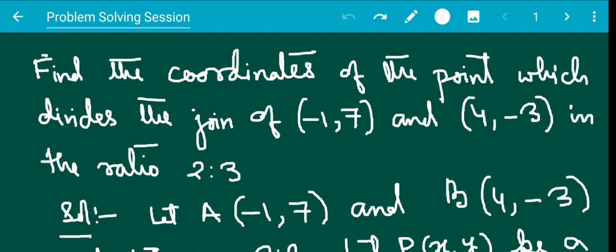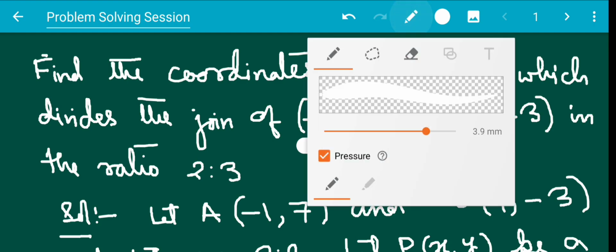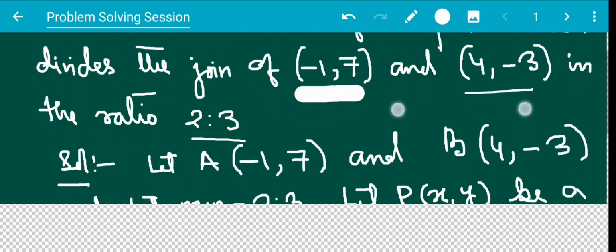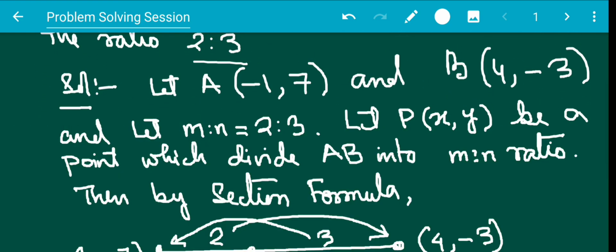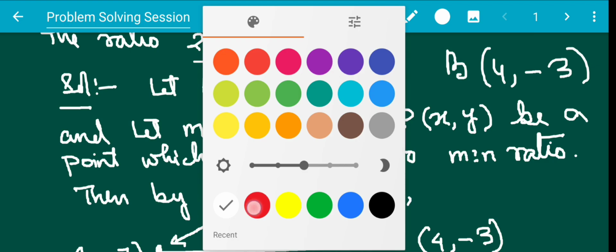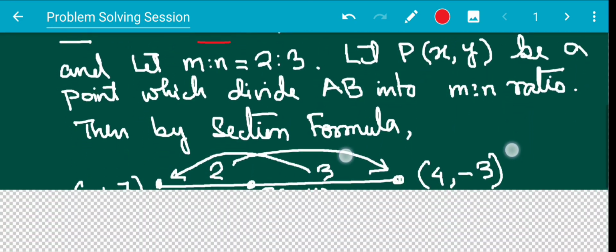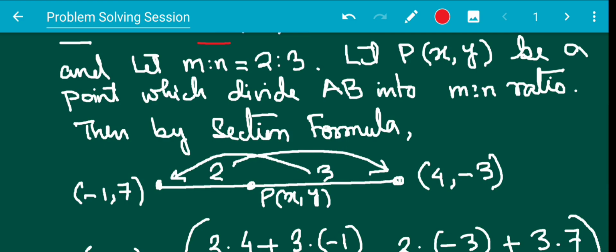Okay. So the first question is, find the coordinates of the point which divides the line joining these 2 points at a ratio 2:3. So we name the points as A and B. And the ratio m is to n is equal to 2 is to 3. So the thing is that, suppose P is the point which divides A and B. This is A and this is B. So A and B in 2 is to 3 ratio.